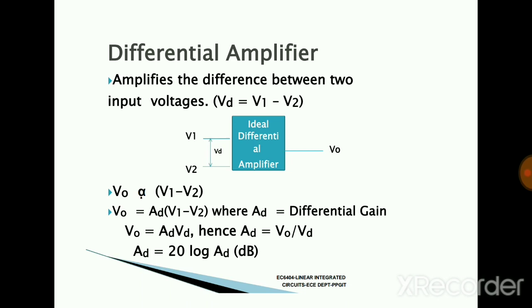When we calculate this, the value is given as a normal value, so we need to convert it into a decibel value. To convert the normal value into the decibel value, multiply the answer by 20 log. So AD in dB is equal to 20 log AD.